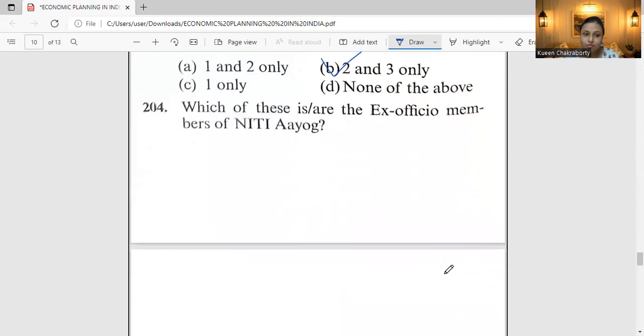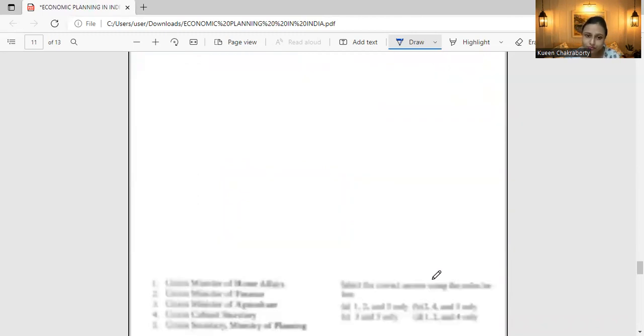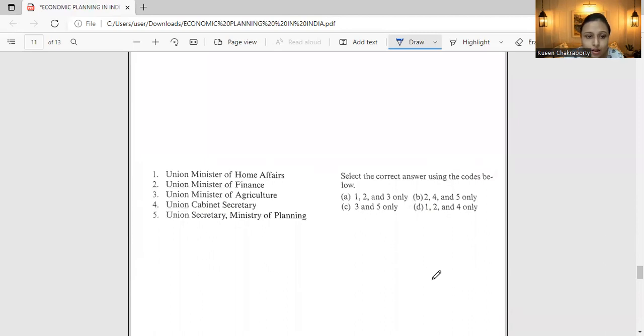Moving to question number 204. Which of these is or are the ex officio members of NITI Aayog? Union Minister of Home Affairs, Union Minister of Finance, Union Minister of Agriculture, Union Cabinet Secretary, Union Secretary, Minister of Finance. So we have to choose the correct codes. 1, 2, and 3; 2, 4, and 5; 3 and 5; 1, 2, and 4 only.